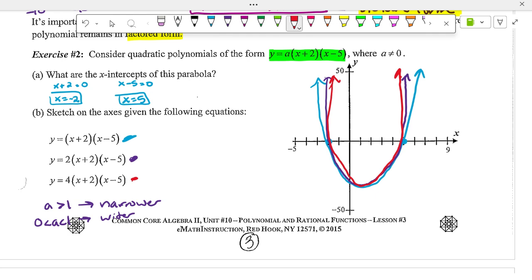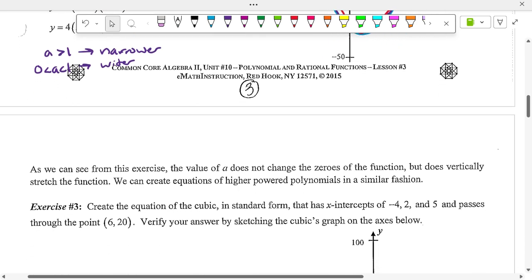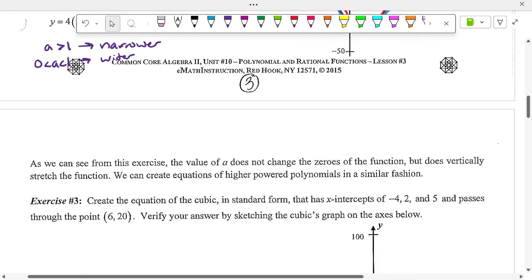Come on, guys, heads up. I know this is dry, but we've got to get through it. So that A value does matter. Any questions on that?